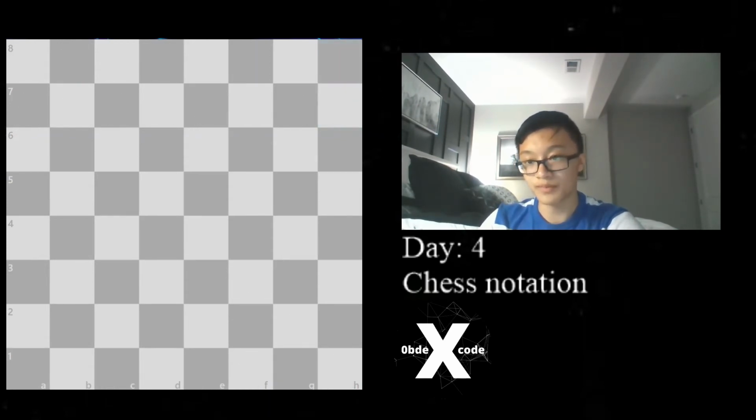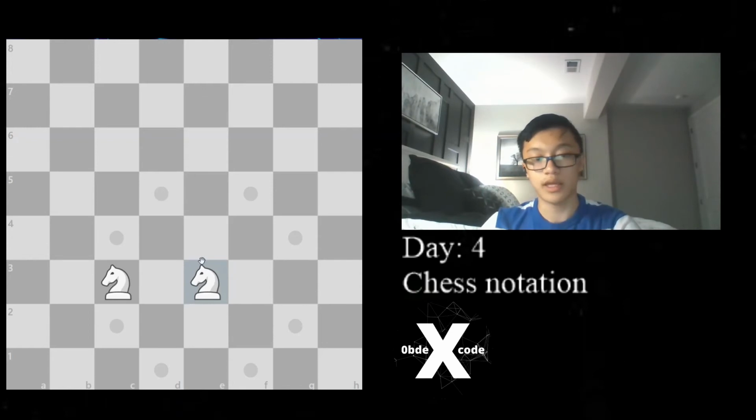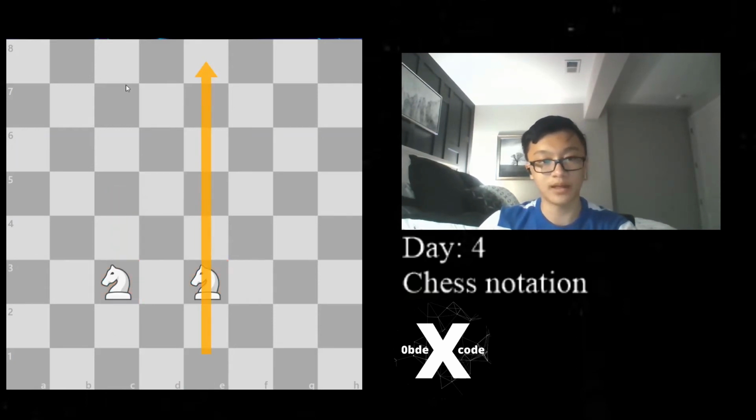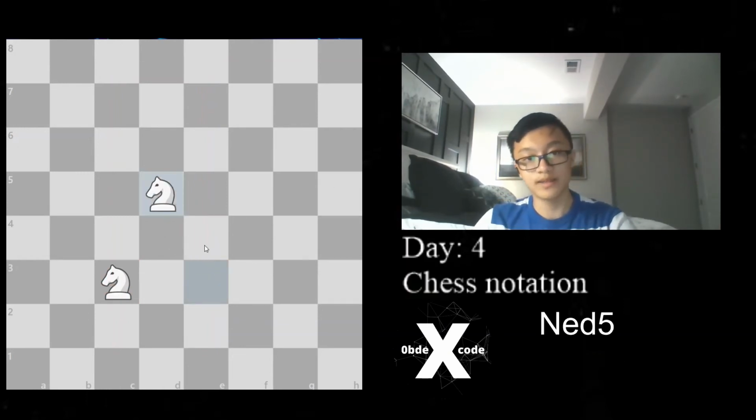Anyways, let's go to the next one, which is what happens when two pieces can go to the same square. For example, both of these knights can move to here, d5. So how do we, in chess notation, tell which piece to move? Since both of them can move to the same square, what we would do is find the files. This knight is on the c file. This one is on the e file. I don't know why I said rank earlier. So this would be Ned5 in chess notation.